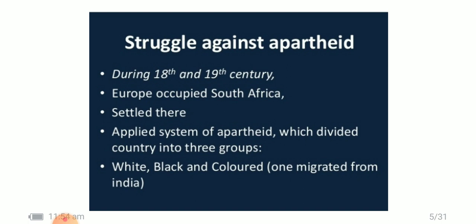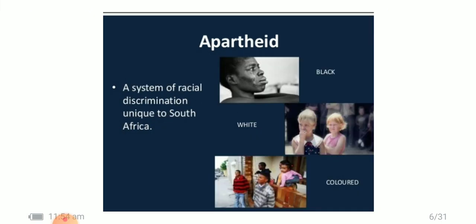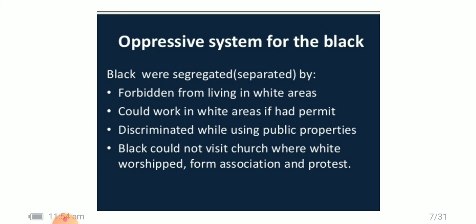Since 1950, the blacks, coloreds, and Indians fought against the apartheid system. They launched protest marches and strikes. The African National Congress was the umbrella organization that led the struggle against these policies of segregation.